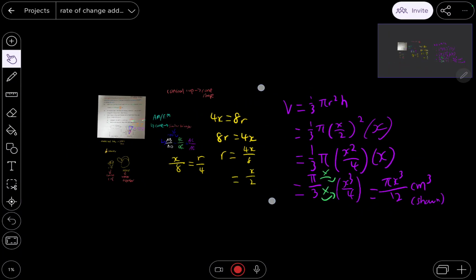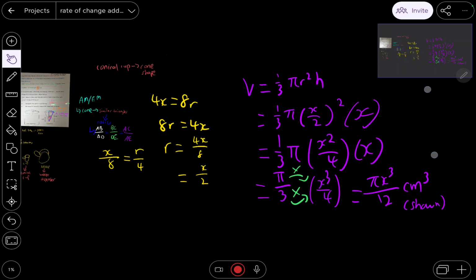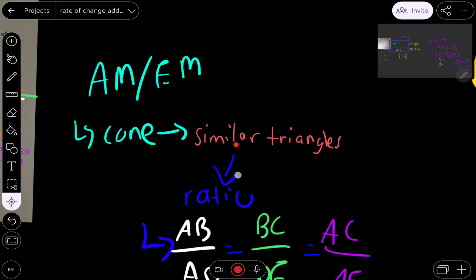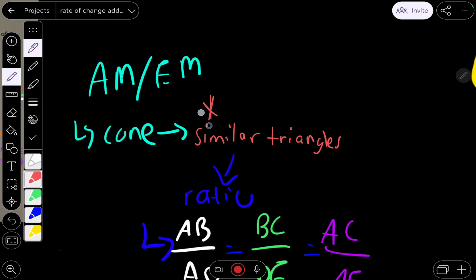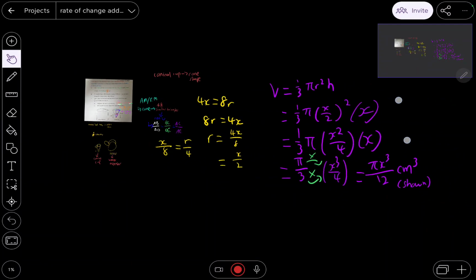Okay, do you understand? So what did I do? The concept here is similar triangles. This is very important. Please put 2 stars on this one. This is important. Alright. So now we have found the volume.